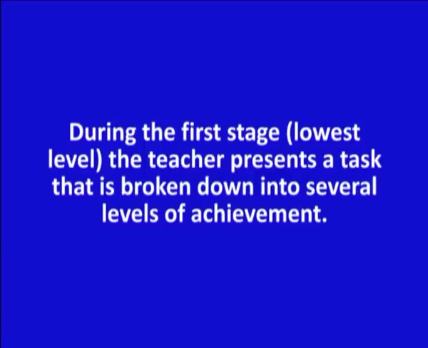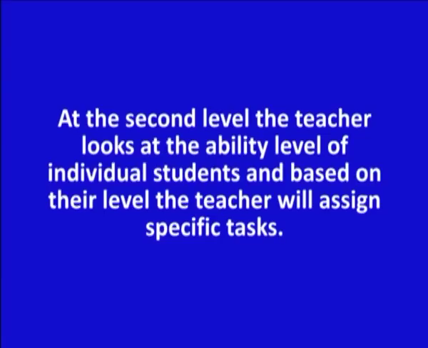During the first stage, that is the lowest level, the teacher presents a task that is broken down into several levels of achievements. All the students are working on the same task. However, the students are allowed to begin at a stage within the task that they feel comfortable with and eventually progress through the activity. At the second level, the teacher looks at the ability level of the individual students, and based on their level, the teacher will assign specific tasks.